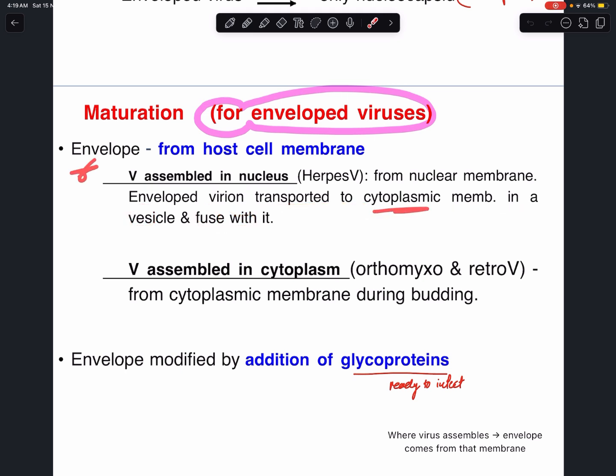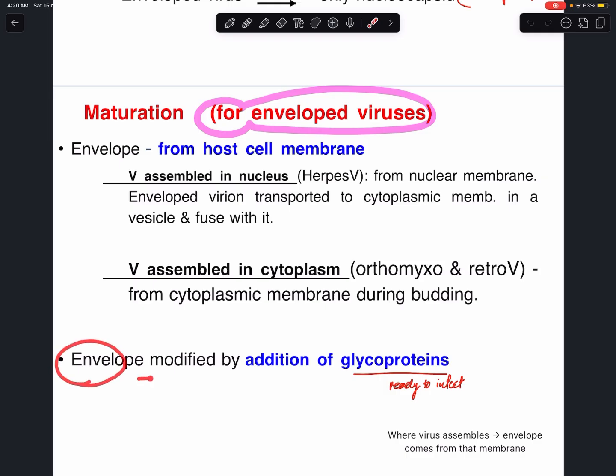So here, the virus assembled in the nucleus, like herpes virus, has its membrane from the nucleus. Then it transports to the cytoplasm and fuses with it. For the virus assembled in the cytoplasm, like orthomyxo and retrovirus, it comes from the cytoplasmic membrane during budding. So yes, it starts in the cytoplasm, stays in the cytoplasm, but for the nuclear one, it comes from the nucleus going to the cytoplasm.